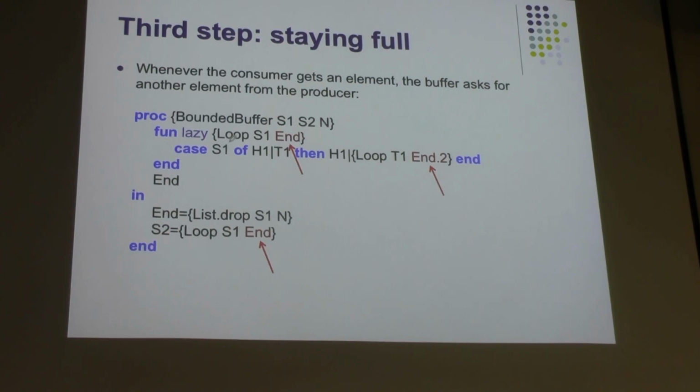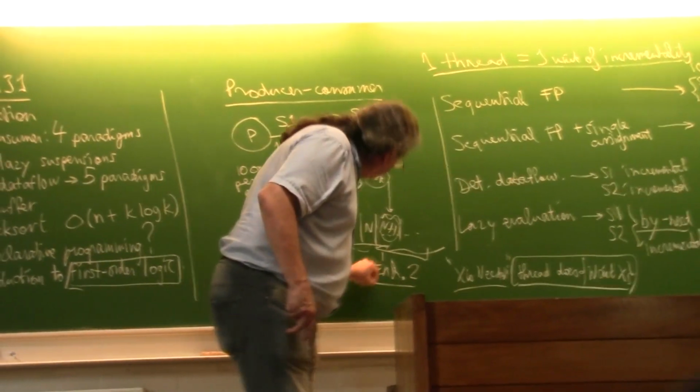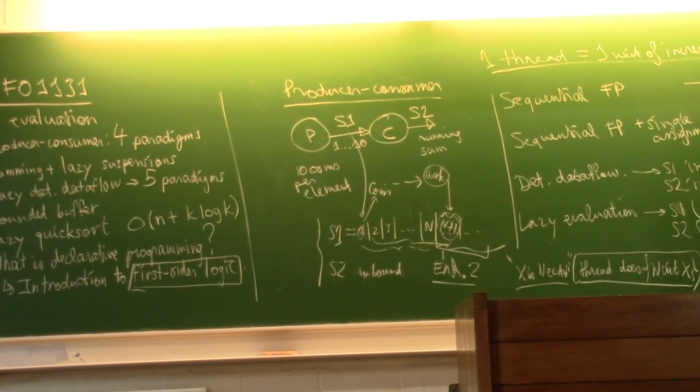Because when the consumer needs an element, then I will activate this lazy suspension. I will bind, the output will be H1. The H1 will go here to S2. And then I do a recursive call. So each time this loop does one iteration, it means the consumer has asked for one element. Okay? But when that happens, we need to ask the producer for an element. How do we do that? Well, that's very easy. We have this n variable, but n is going from here. But we need this one. So we do n.2. That means the n variable has to advance by 1.